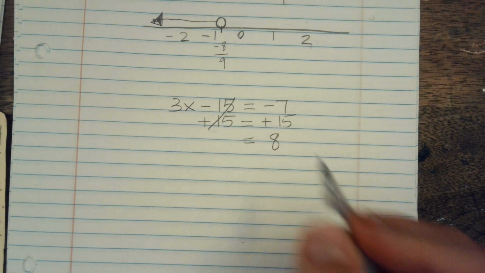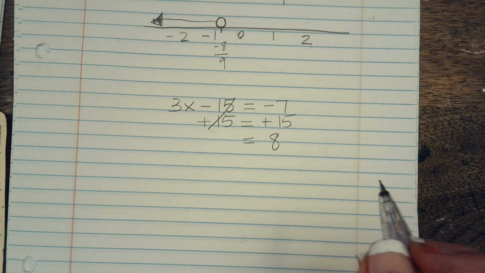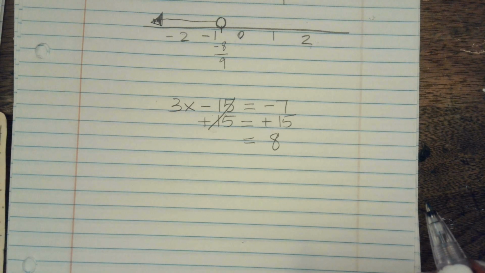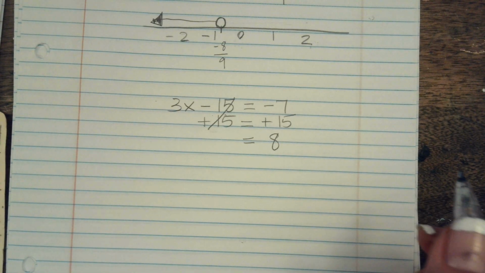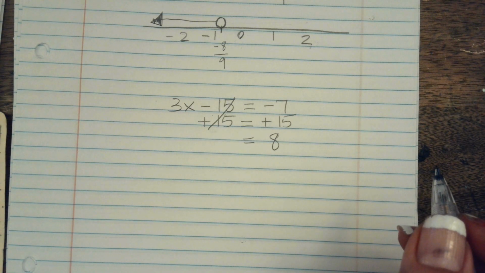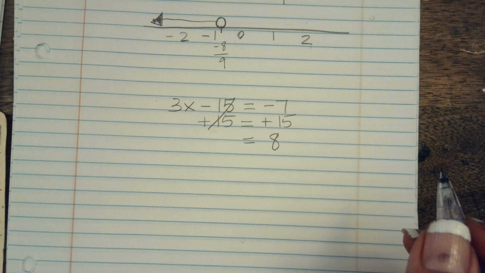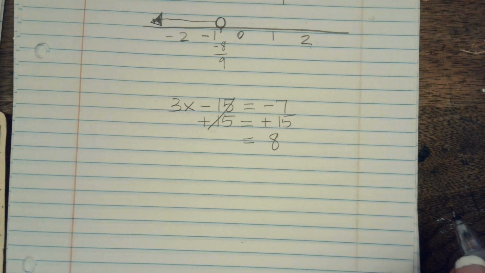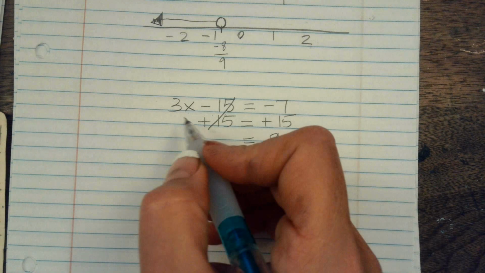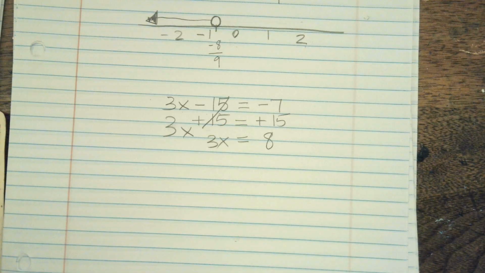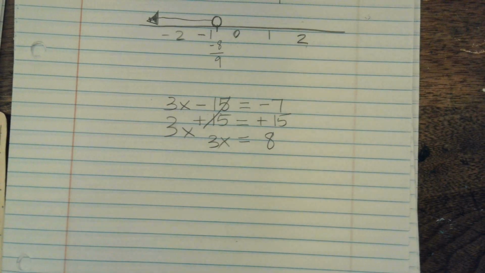And then what do I do? And then once you do that, under the 15 you have to put something like 0x. Not 0x, so what's left on this side? 3x. So you write 3x under there. So 3x equals 8. Now what do I do?